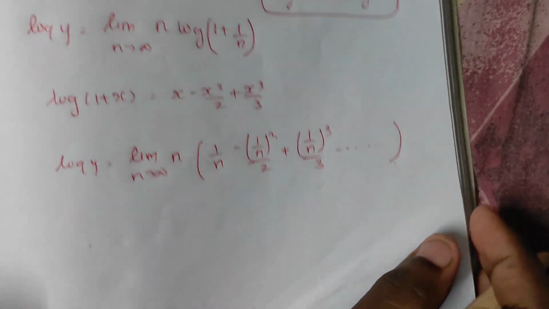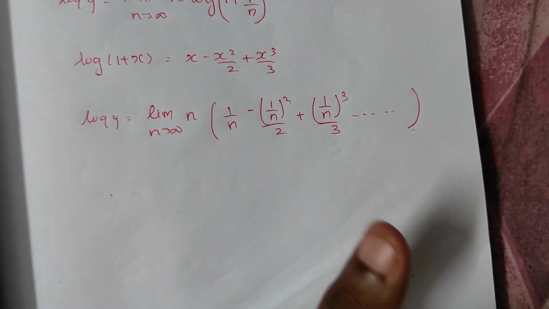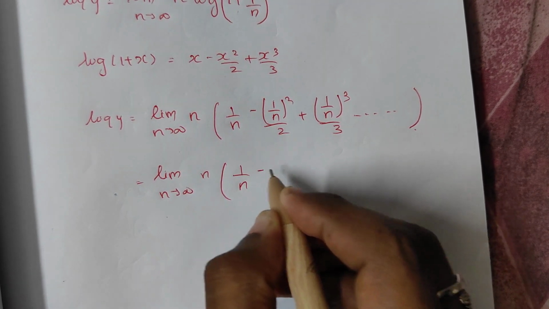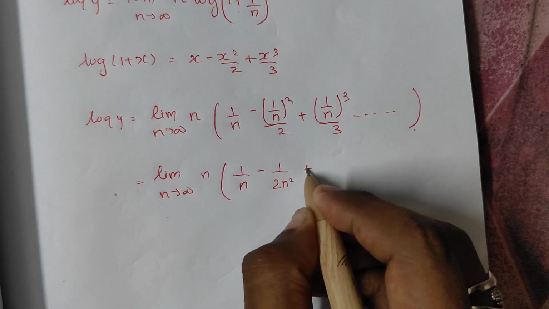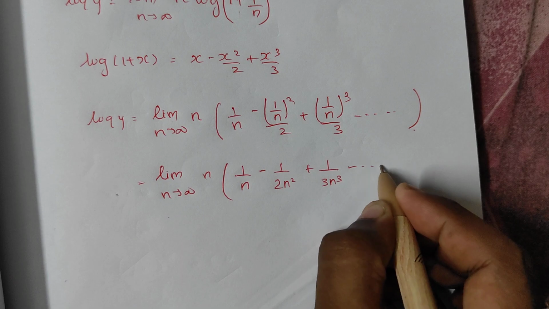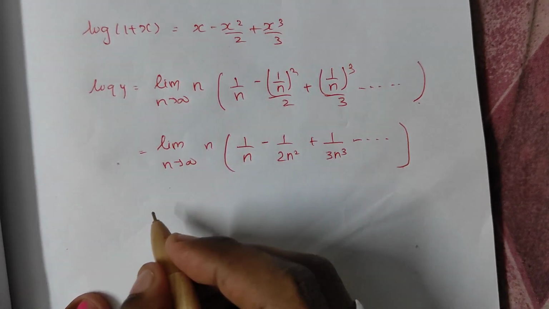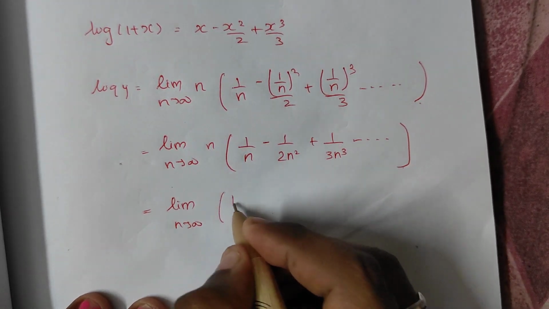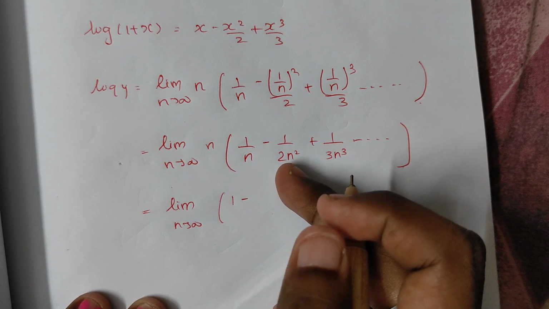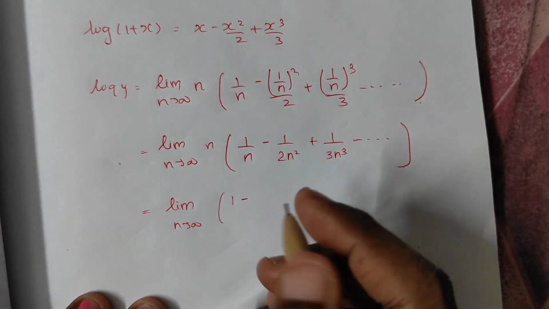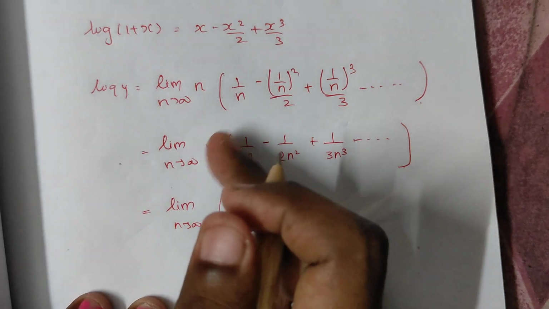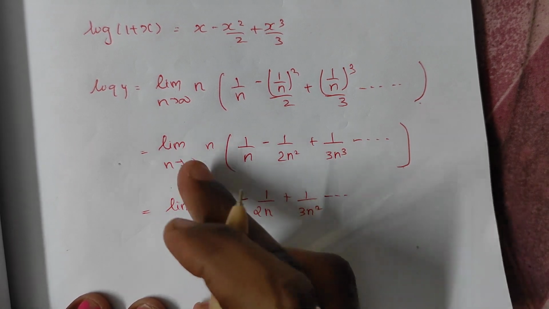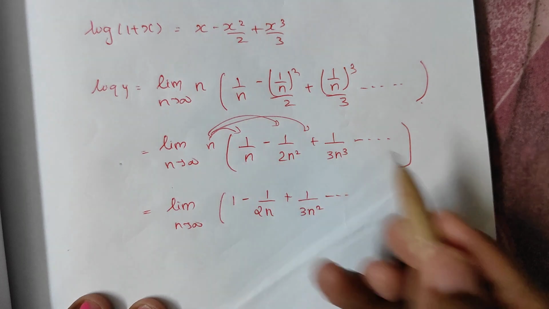Understood? Then I'm just going to simplify this. Limit n tends to infinity n into 1/n minus 1/(2n²) plus 1/(3n³) and so on. Bring this n inside. You will get limit n tends to infinity n into 1/n will give you 1, minus n into 1/(2n²): n and n will get cancelled, 1/(2n) will come, plus 1/(3n²) will come. Understood? So I'm just bringing this n inside.